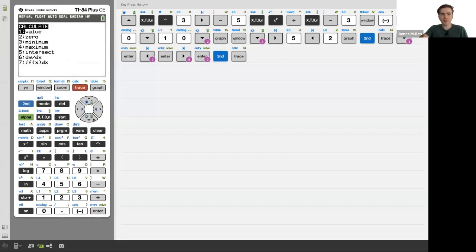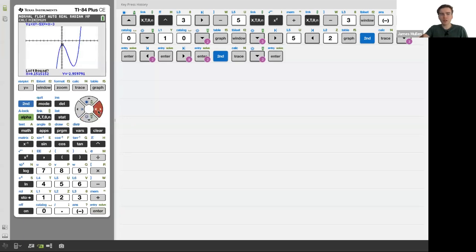To find the minimum, same thing, except I go to the minimum option, scroll a little bit to the right, put a left bound here, and a right bound here.